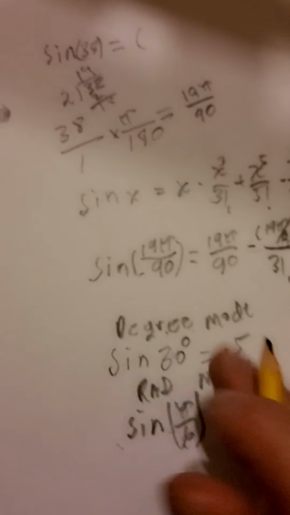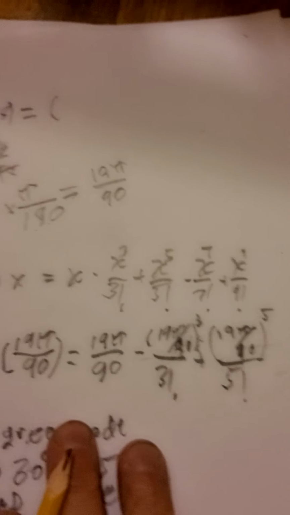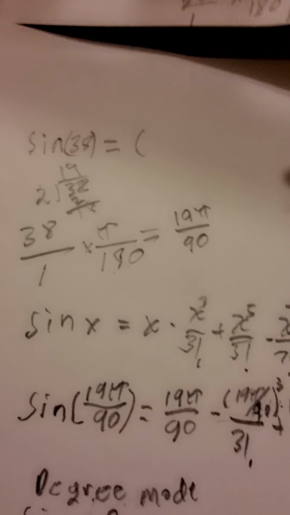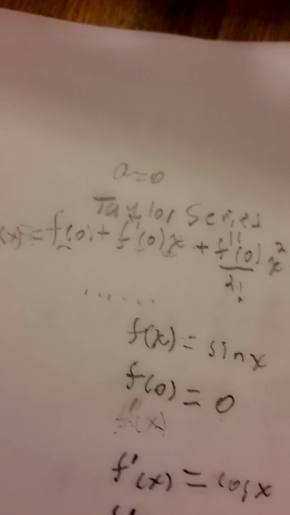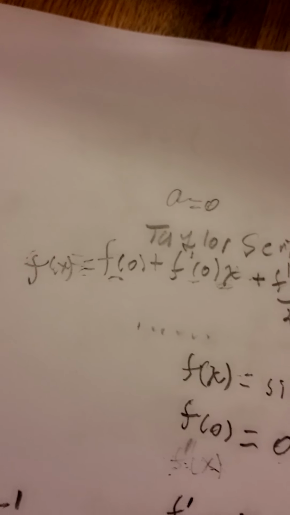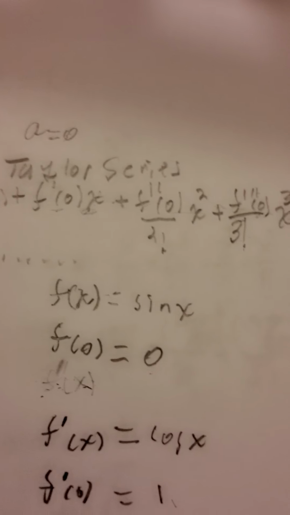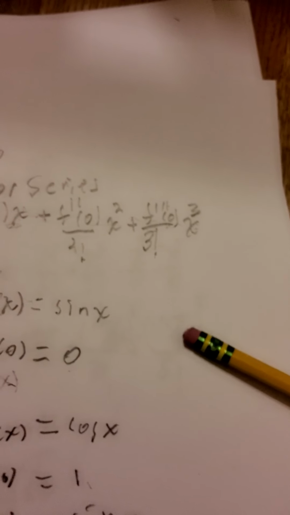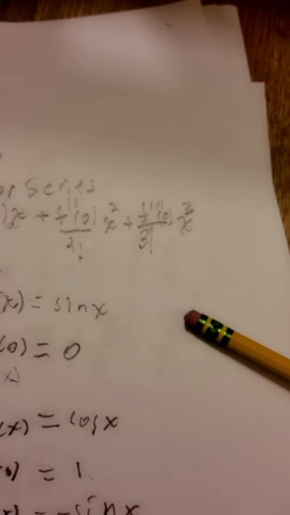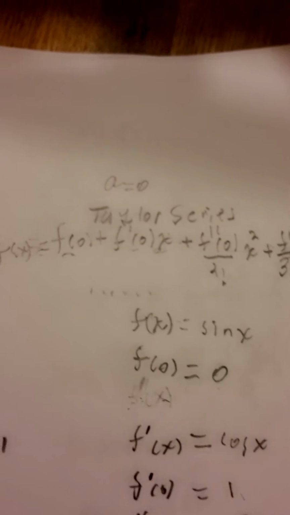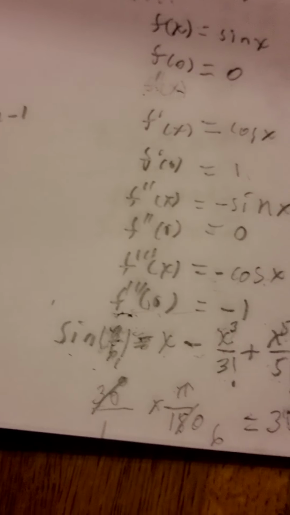Okay, so that's your Taylor series. The Taylor series takes the Maclaurin series and sets a equal to 0. So you have f of x equals f of 0 plus f prime of 0 times x plus f double prime of 0 over 2 factorial times x squared plus f triple prime of 0 over 3 factorial times x to the third power, and you just expand it out as far as you want to go. The calculator expands it out pretty far.